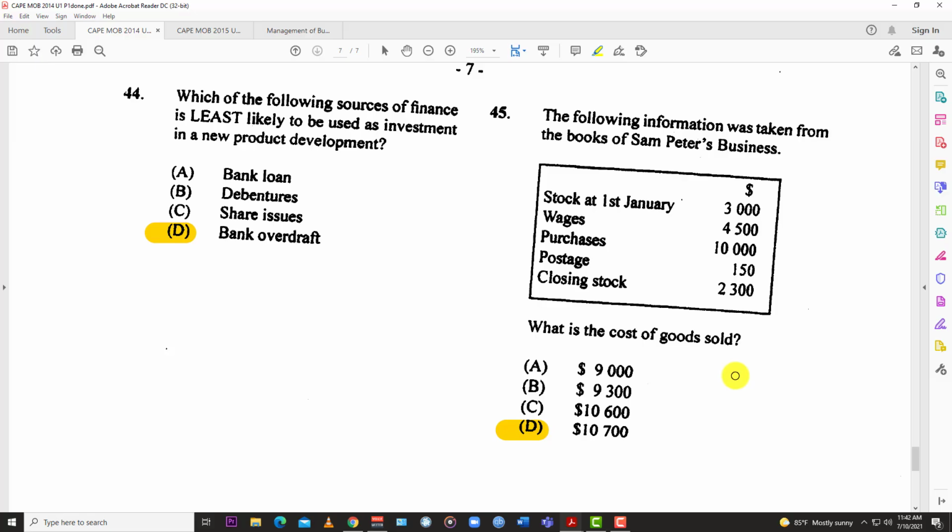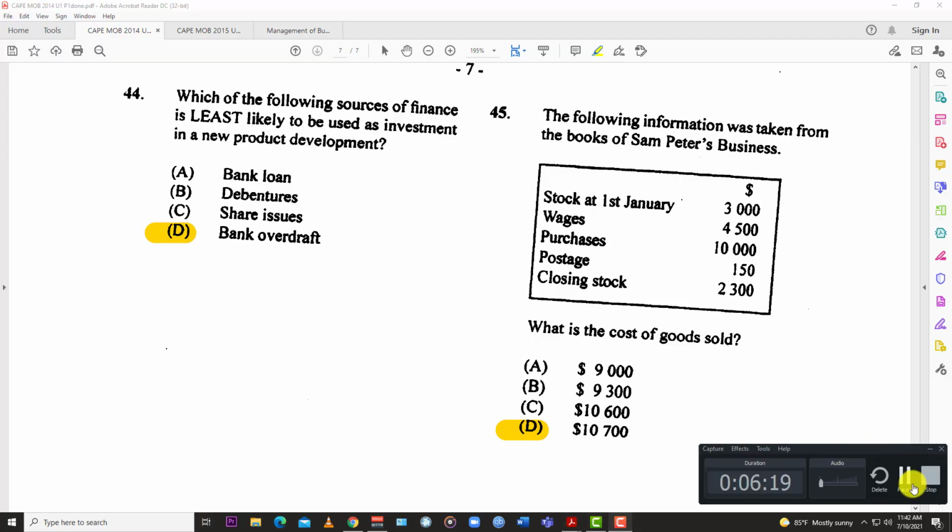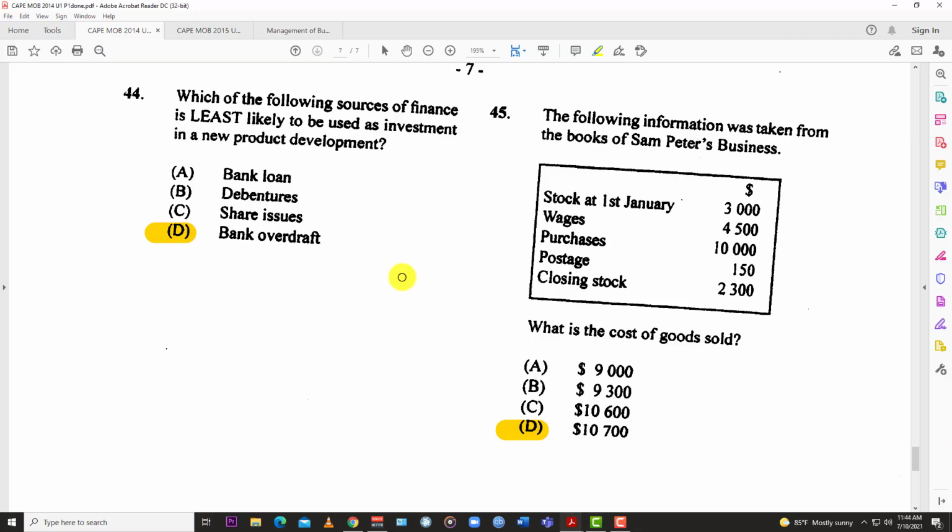So we did that earlier when we were looking at the gross profit, right? It's simply the opening stock. So you have the opening stock right there. So again, it's opening inventory, so that's 3,000 right here. The opening inventory is 3,000 plus purchases 10,000, and then minus the closing stock 2,300, and you get 10,700. So that's your cost of goods sold.